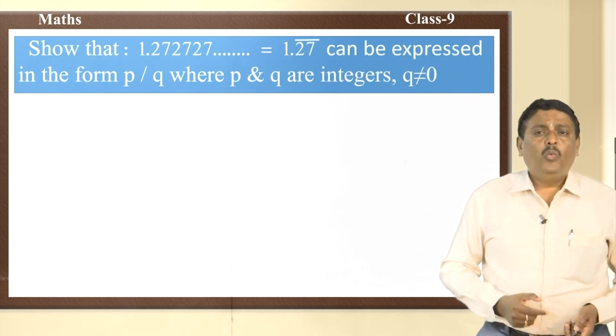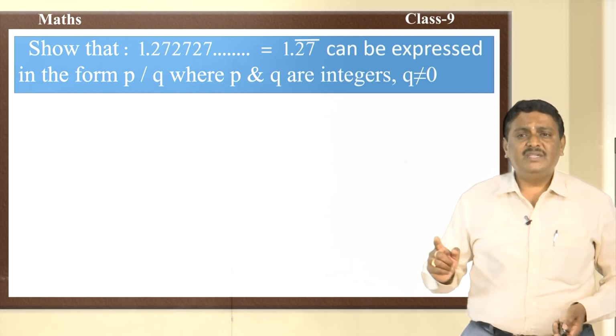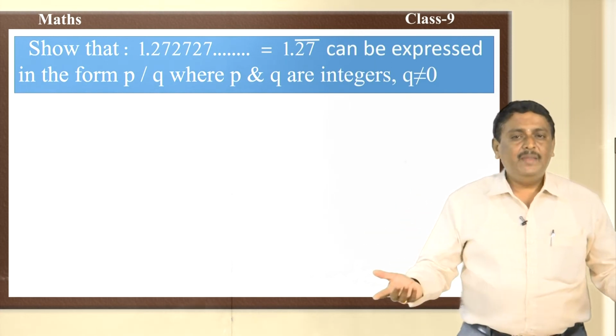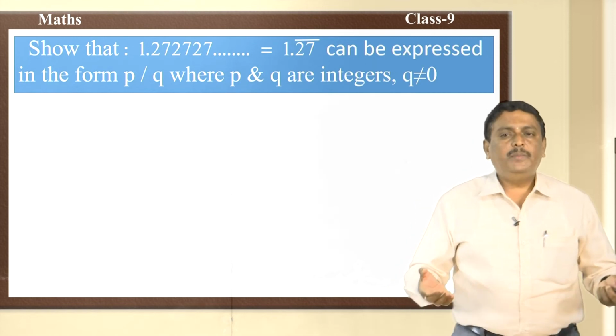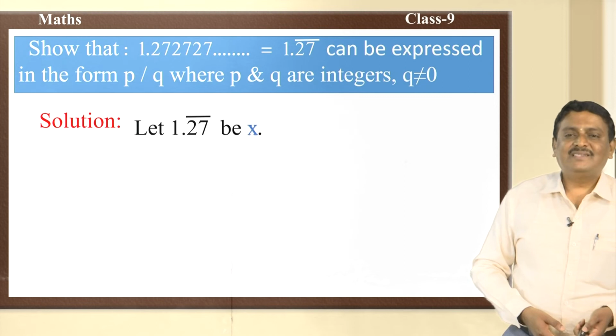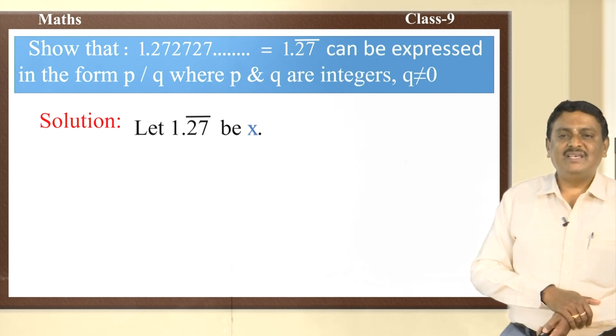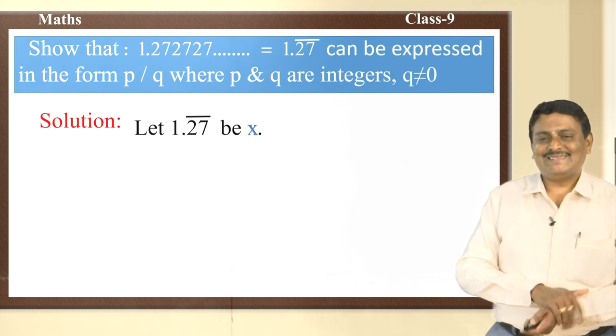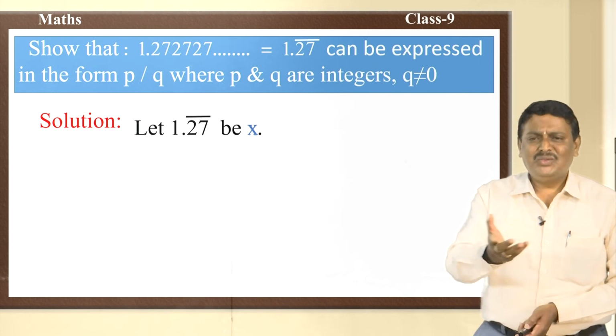Show that 1.272727..., that is 1.27 bar, can be expressed in the form of p by q, where p and q are integers, q is not equal to 0. Let 1.27 bar be x. Yes, you can do it now.